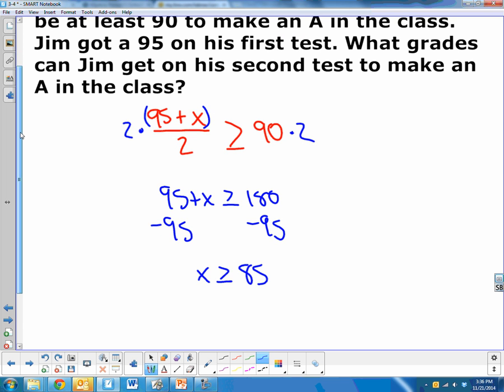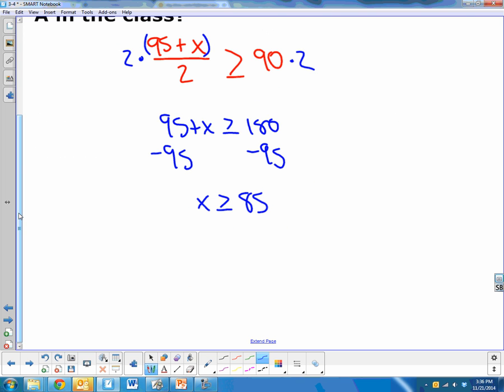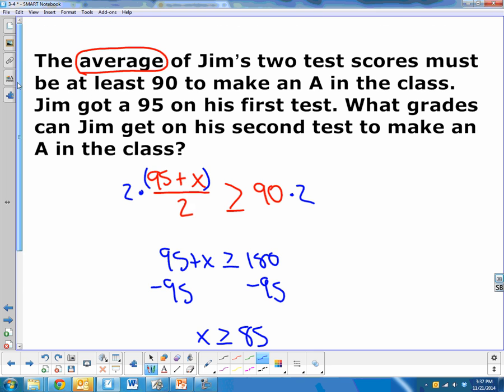No. So what grades can Jim get on his test to make an A in the class? He can get a grade of anything greater than or equal to 85. He can get an 85, a 6, a 7. Now, we don't know if his teacher does half points, so we don't know if there could be decimal percents. We're not sure exactly. And so x could be greater than or equal to 85 points on his next exam.